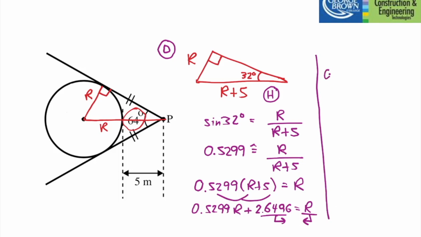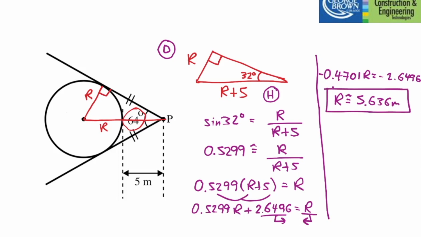So you're going to get here negative 0.4701 R is negative 2.6496, and that's 6. And then you can just divide both sides to get the final answer. So that's 5.636 meters. And that's it. So we'll see many more examples today. I think at least 4 more that involve circles and some really strange diagrams.